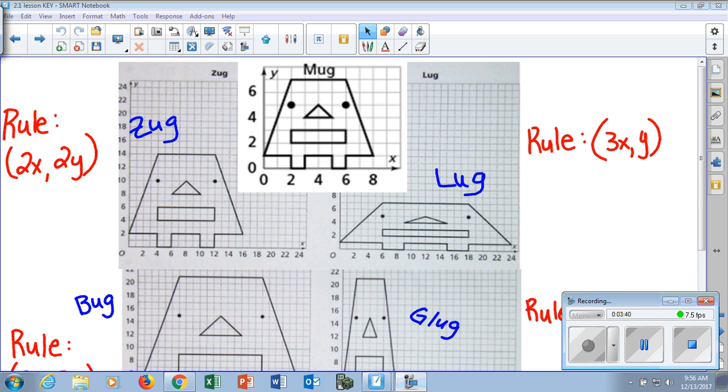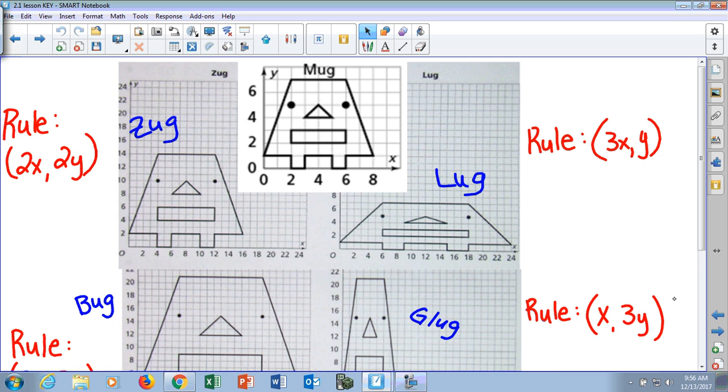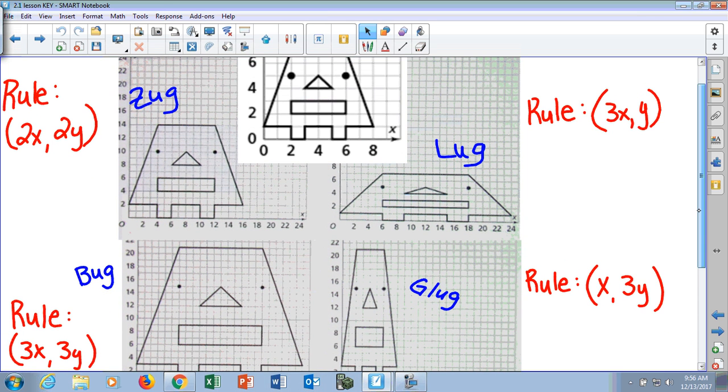All right, so after you drew all these, there are your rules. What do you notice about Zug? Yeah, he looks a lot like Mug, pretty similar. Maybe a little wider, because remember Mug goes all the way to 8 here, where Zug goes all the way to 16. But I would say they're similar. Would you agree? What about Lug?